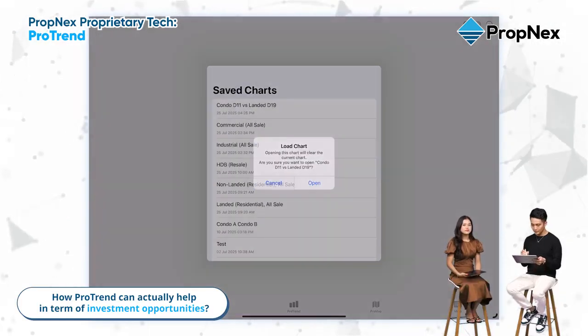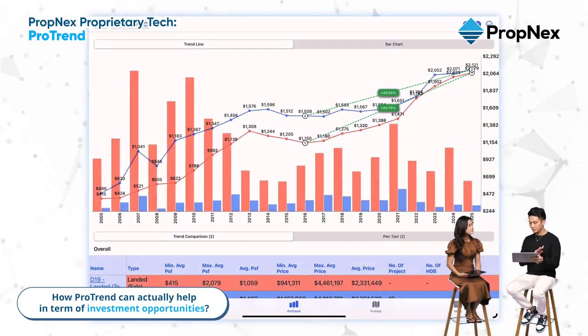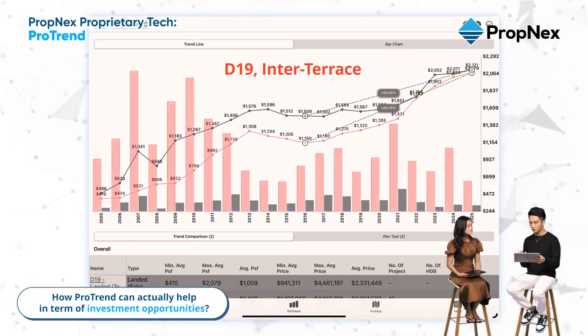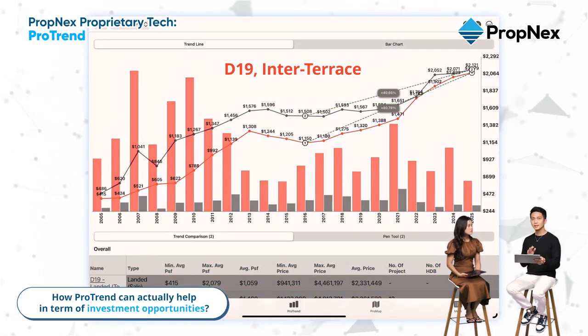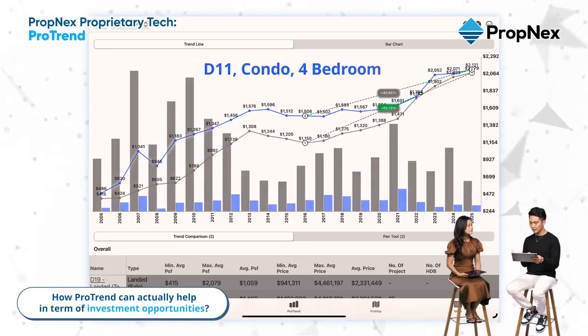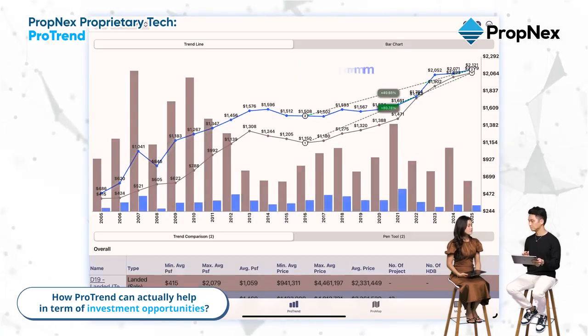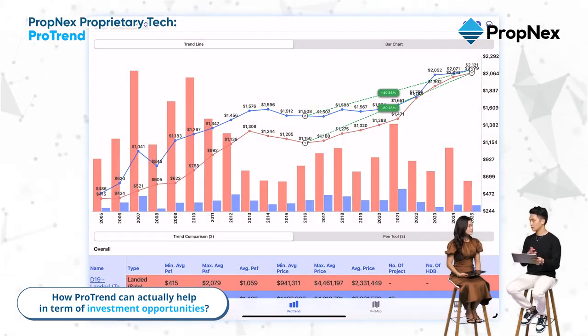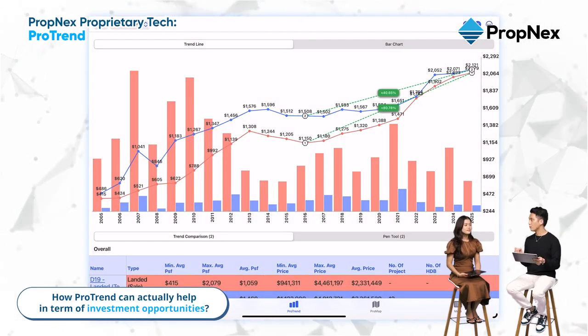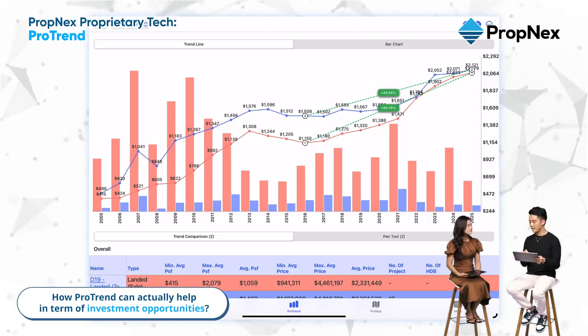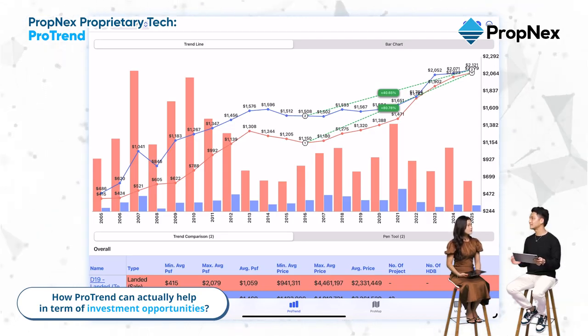Alright, so I'm going to bring out this particular chart. This particular chart, the red color actually shows District 19 landed, inter-terrace. And the blue color shows District 11 condo 4-bedroom. So instantly, I plot the graph with a spread of 20 years and I use our pen tool to analyze the past 10 years growth of each sector.